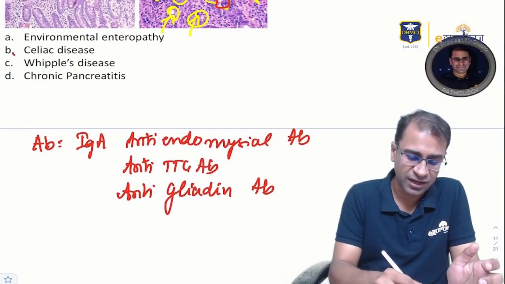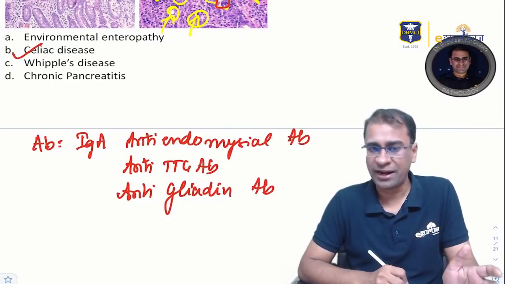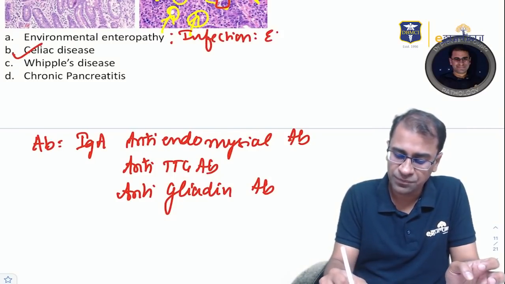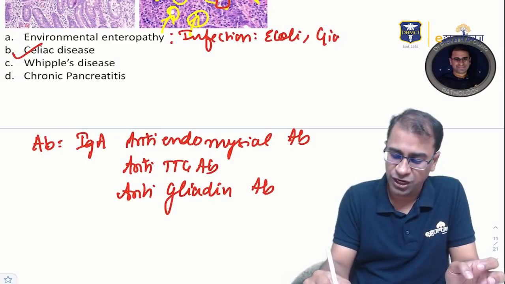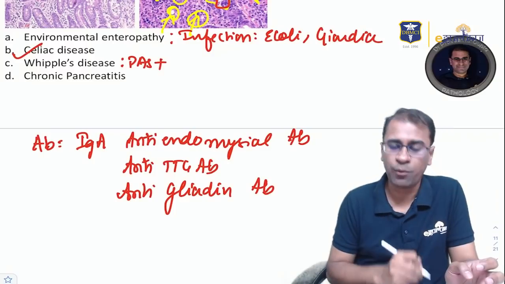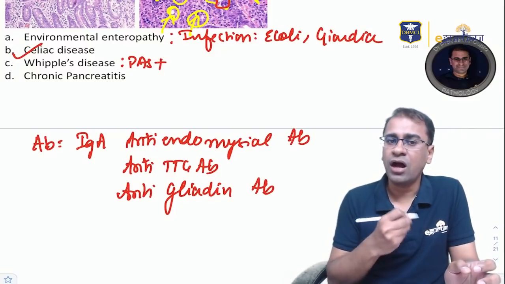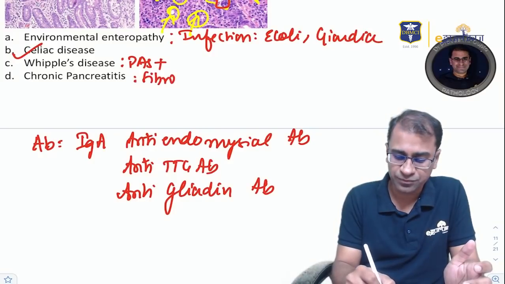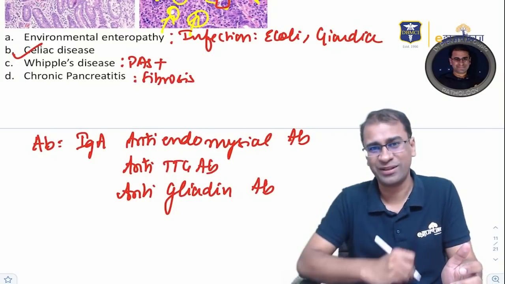So it is a case of celiac disease. Why not environmental enteropathy? Because that is due to infections, often E. coli or Giardia. Why not Whipple's? Because Whipple's will show PAS positive disease. And why not chronic pancreatitis? Because chronic pancreatitis will show fibrosis in the pancreas, not in the intestine at all.